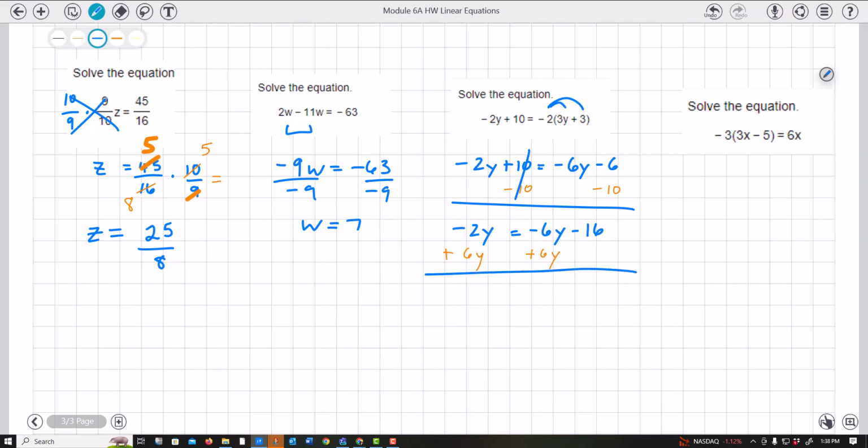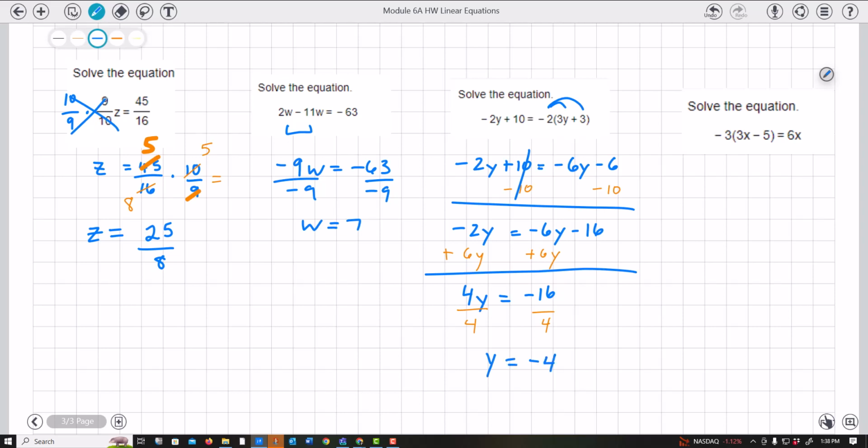I get, what is that, 6 minus 2, 4y equals negative 16. Now I simply can divide both sides by 4. And I get y equals negative 4.